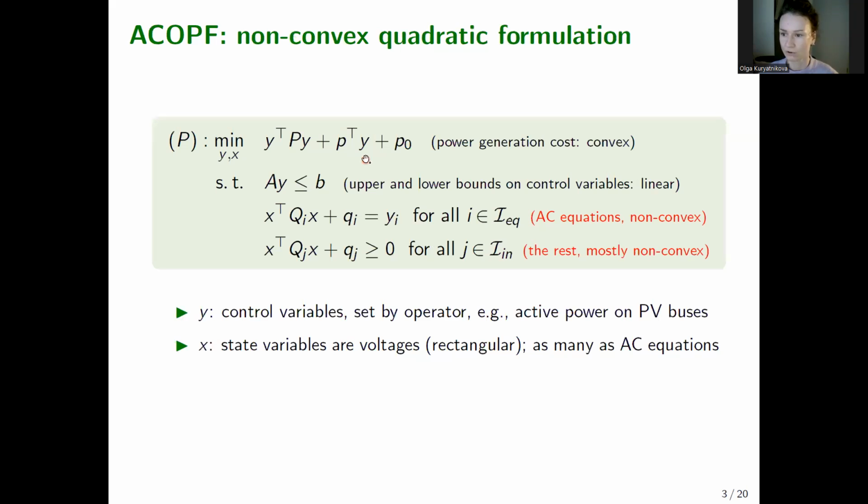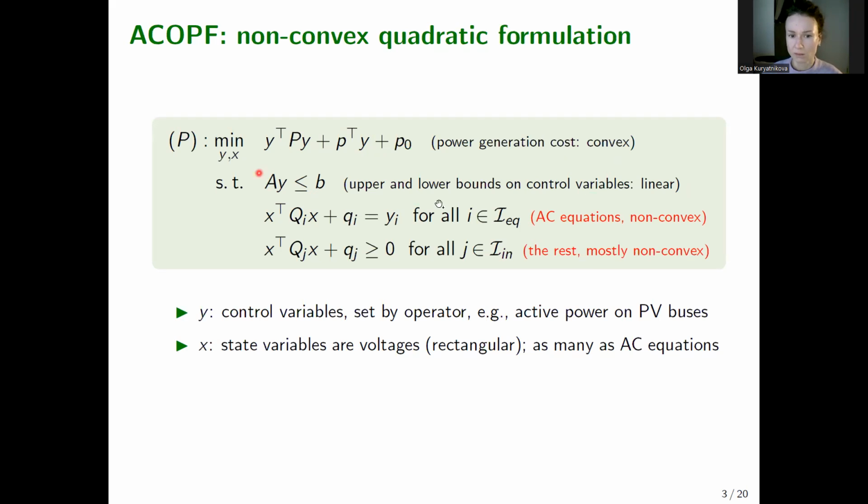y is our control variable. This is the variable which we set up in the generator as an operator. That's the variable which we really need to know, because that's our main indicator, something that we're really going to use. And usually these control variables are powers on certain buses, or functions of voltages on certain buses, voltage magnitudes. These are things the operators can set.